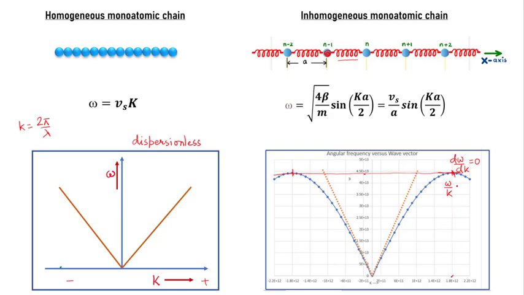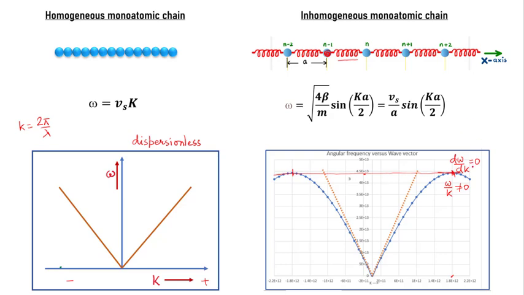So omega by k is not zero. That means the phase velocity of individual waves is not zero. Where are these individual waves coming from? These individual waves arise due to the vibrations of the atoms. The group velocity d omega by dk at this value of omega and k becomes zero.